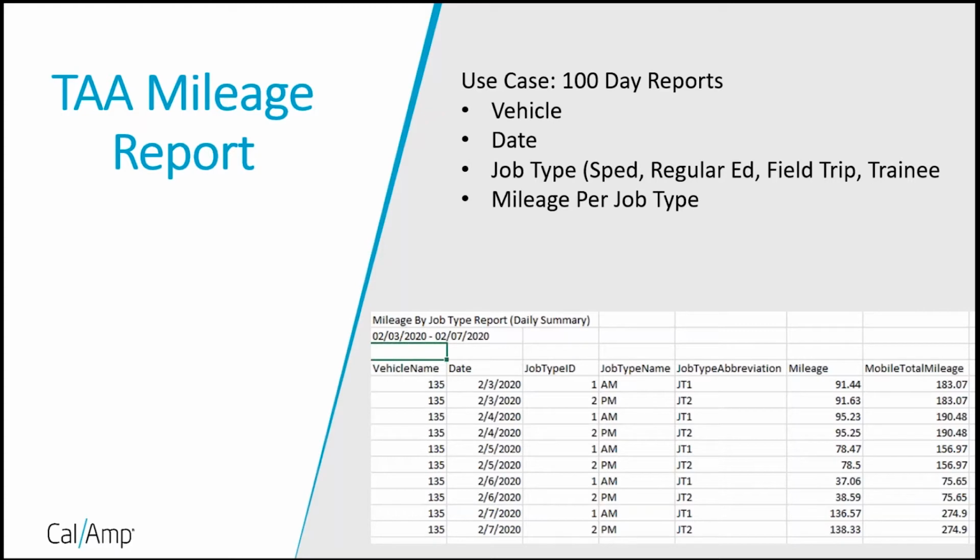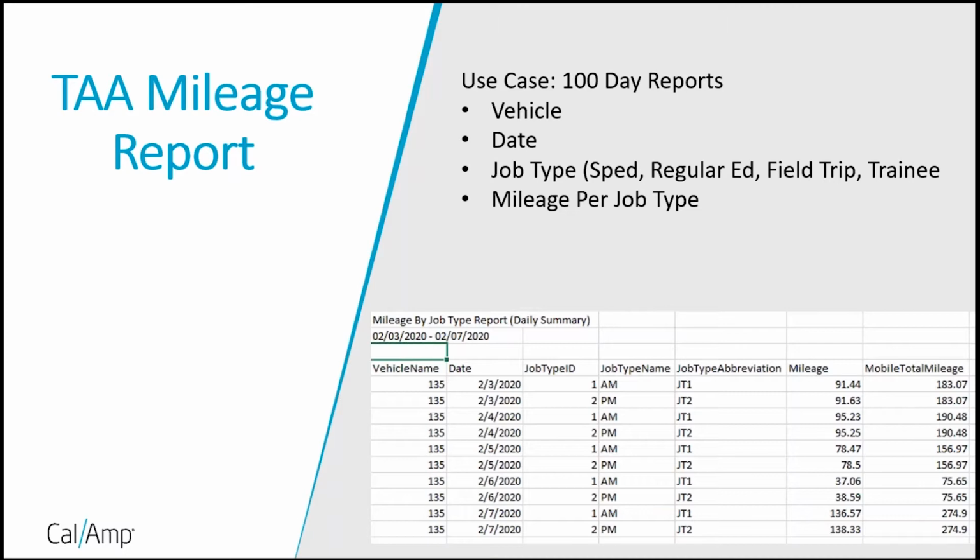Once we get over to time and attendance, you have a whole different image, and it goes from mileage per vehicle to mileage per vehicle by job type. I have several customers that do this, which is when the driver logs in, they make their job type either AM or PM, like in this example, but you can also have job types of SPED, regular ed, field trip, trainee, and so on. That's how you break out the mileage.